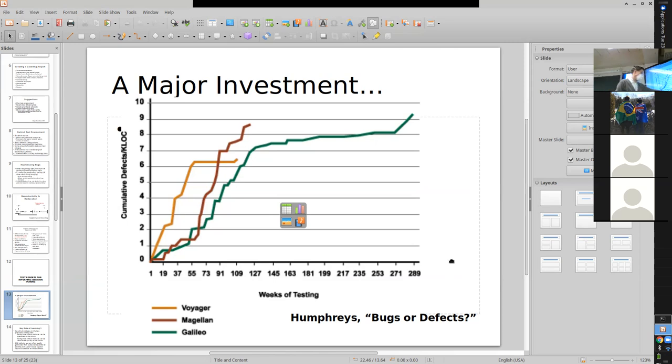This is actually Watts Humphrey's data on bugs or defects. So the principle here is that it takes very different amounts of time to find them. That's why I was asking that kind of trick question, how long it would take you to find them. It can take longer later. What's another thing you see about this diagram? There's probably something else that's kind of obvious about this as well. Anyone?